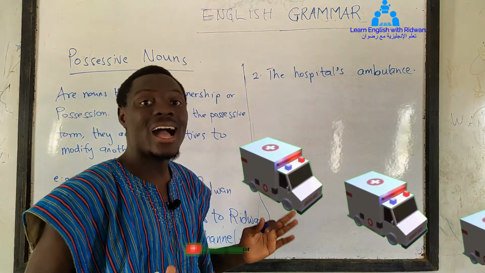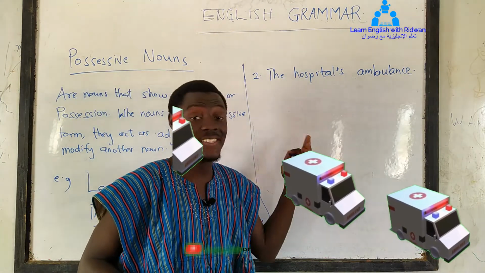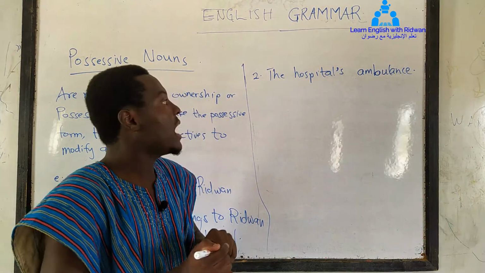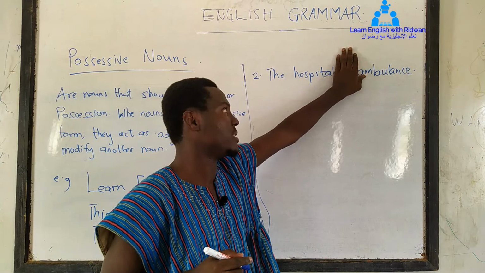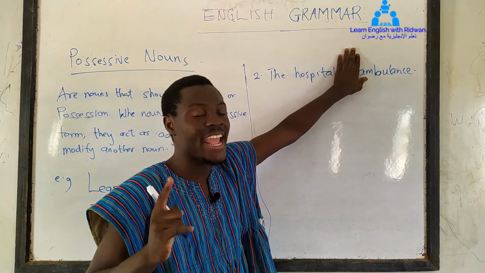The hospital's ambulance, أي سيارة الإسعاف للمستشفى. Now, the word hospital, the word itself is what? Is hospital without an apostrophe S.